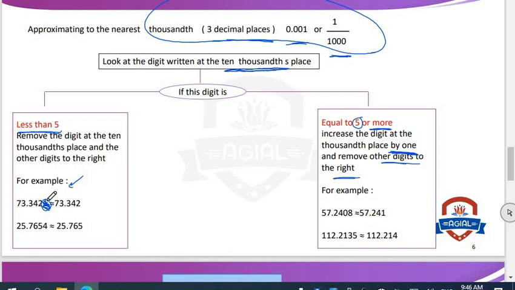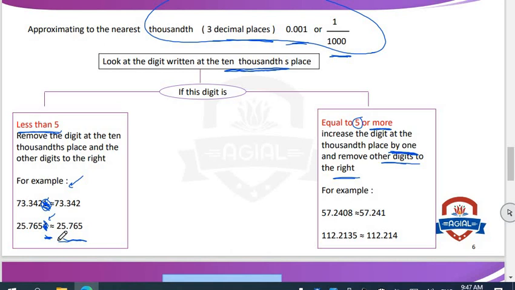Okay, another example, 25.7654, approximating to the nearest thousandth. We ask the number in the 10,000th place, number 4 after the decimal point. 4, are you a weak number or a strong number? 4, weak number. So we remove 4 and put the same number, 25.765, without any change.